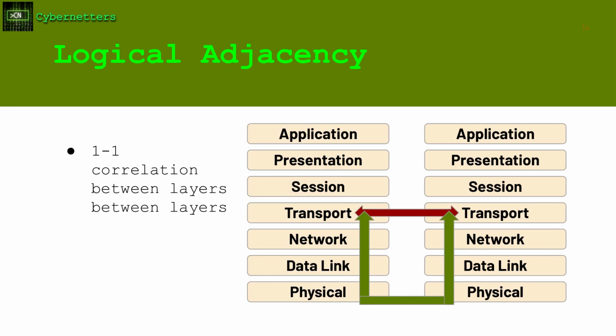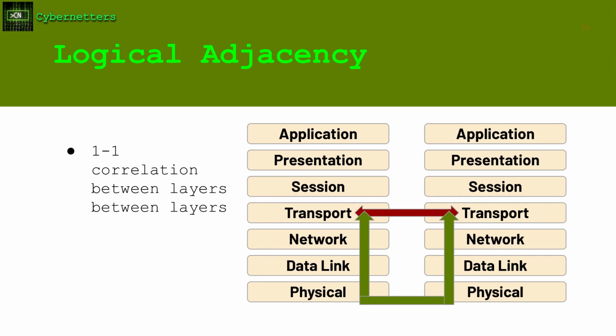Let's talk about logical adjacency now. As you can see from this slide, it shows two systems and their OSI models. Each system has its own set of layers, and communication can happen between corresponding layers across the systems. As you can see in this diagram, the two transport layers can interact with each other, but it relies on the layers below for actual transmission.